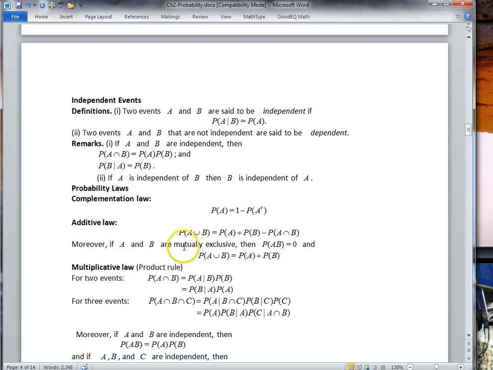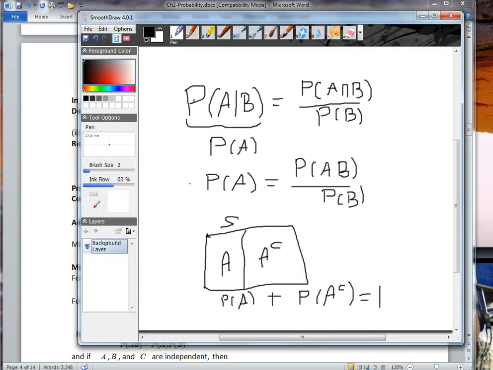The second rule is the additive rule. If you look at this one, the probability of A union B equals the probability of A plus the probability of B minus the probability of A intersection B. If A and B are mutually exclusive, that means there's nothing in there, so the probability of nothing is 0, that piece disappears, and the additive law would be this, but that's only a special case. You have to be careful with it. And I want to show you where this law comes from graphically.